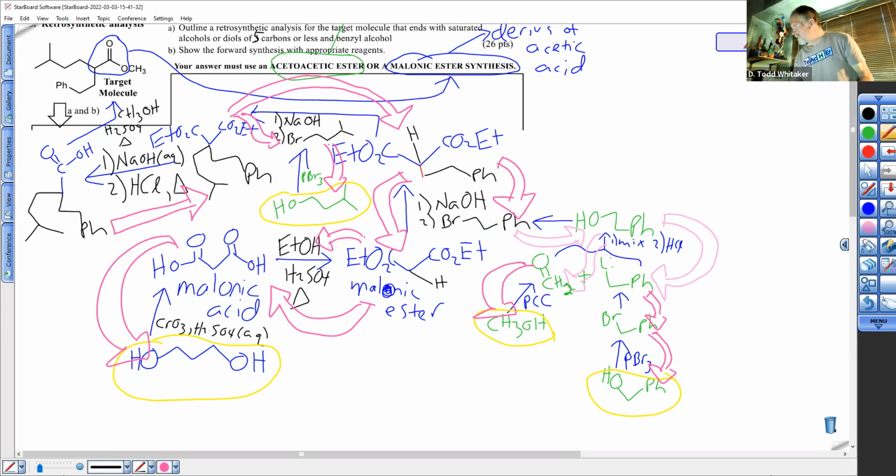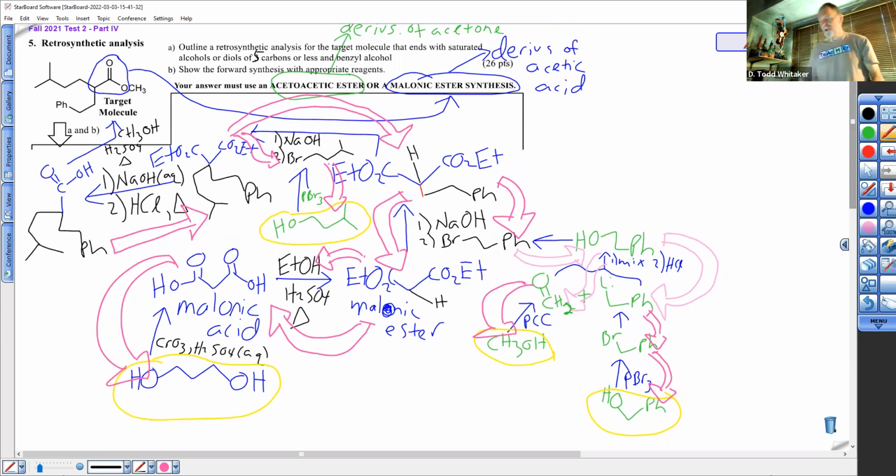And there you have it in a nutshell. So when stuck on a retro, try to do the forward synthesis. Once you've identified that it's a malonic ester synthesis, at least draw the malonic ester and then put the groups on it. Then worry about making the groups that go on it. I hope that was helpful.